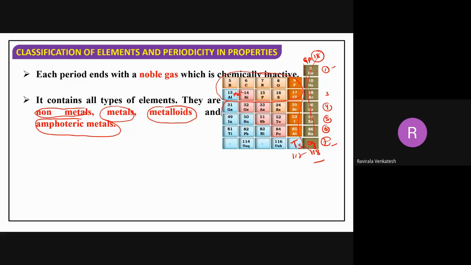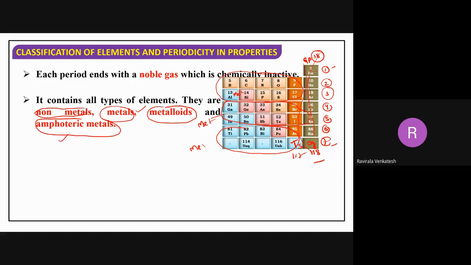And the fourth and fifth periods will have metalloid character, and the last elements will have metal character. So generally, the second and third periods will have non-metallic nature, the fourth and fifth periods will have metalloids, and finally the sixth and seventh will have metallic type.